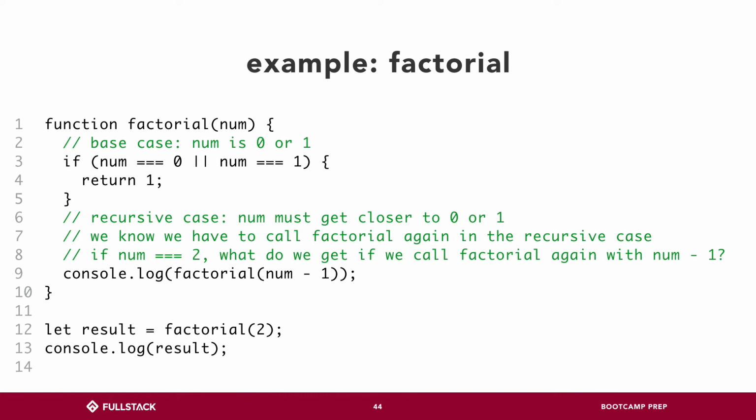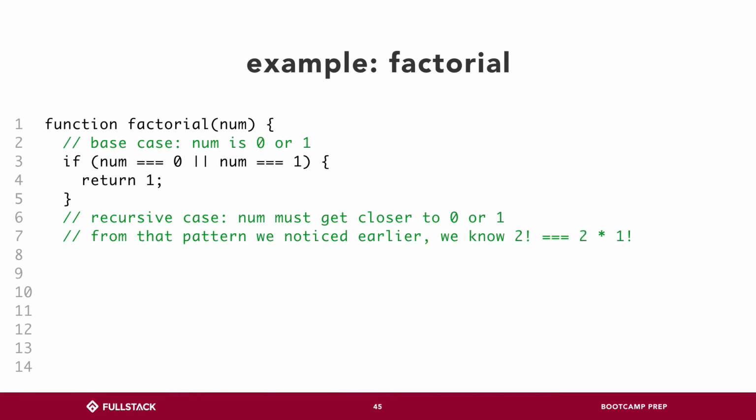So factorial of 2 comes in and says, am I the base case? No. Well, then I'm going to console log factorial of 2 minus 1, which is factorial of 1, and that will return to us 1. And so we'll console log out 1, and then undefined, because of the console log on line 13, we're not returning anything from the factorial. So now we think, okay, now what do I have to actually return?